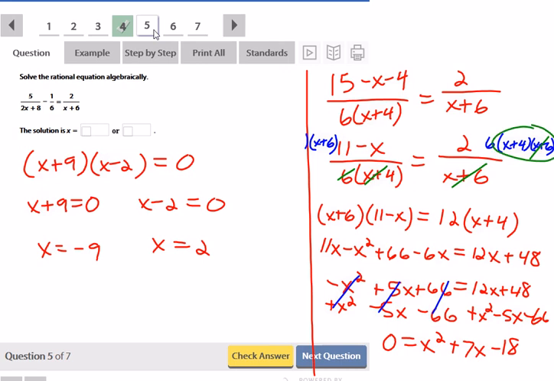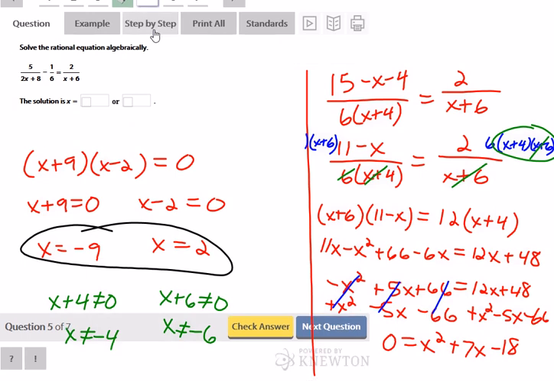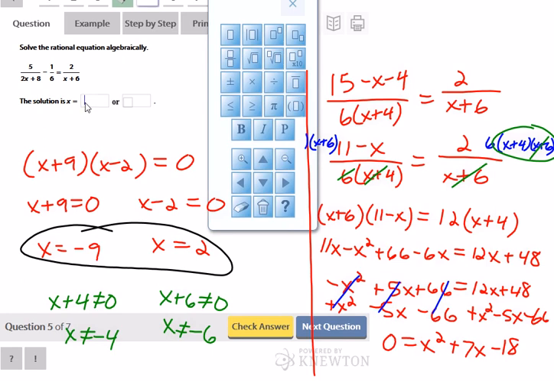The restrictions come from your LCD. So my LCD here was x plus 4 and x plus 6. So I know that x plus 4 can't be 0 and x plus 6 can't be 0. So it means that x is not allowed to be negative 4 and x is not allowed to be negative 6. We weren't asking for x to be negative 4 or negative 6. None of my restrictions match up with my solutions, so I'm allowed to keep both solutions. So this particular rational equation has two solutions. Those solutions are negative 9 and also positive 2.